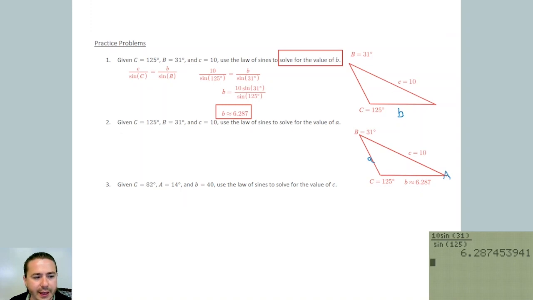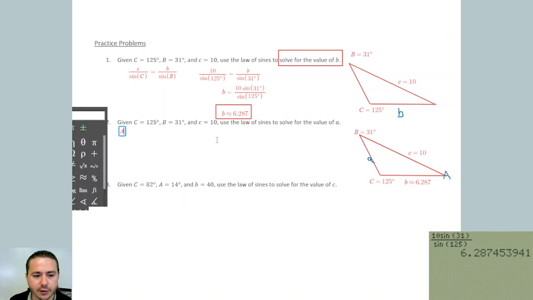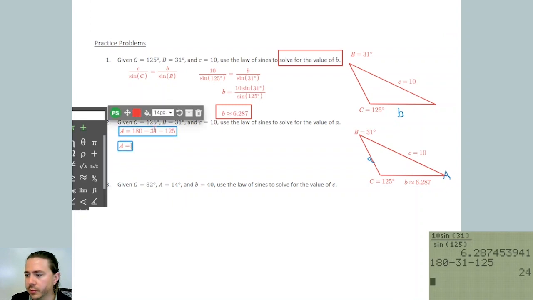So to find angle A, we're going to subtract both of the other two angles from 180. So 180 minus 31 minus 125. Let's see what that is. 180 minus 31 minus 125. You get 24 degrees. So angle A is going to be 24 degrees.